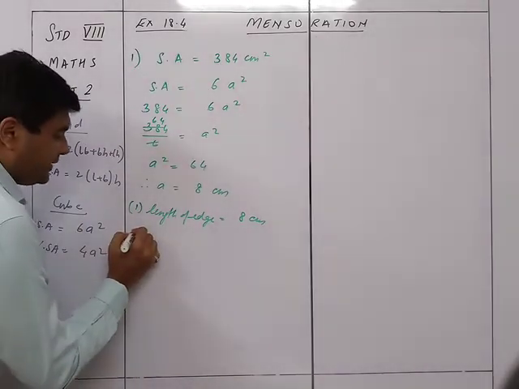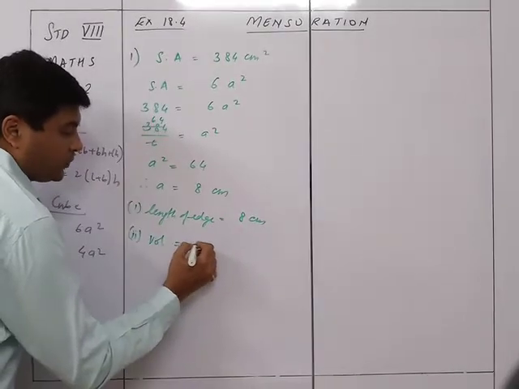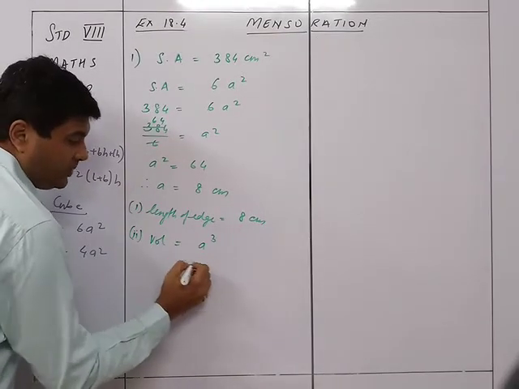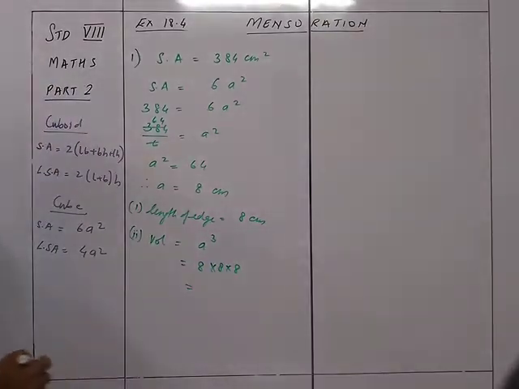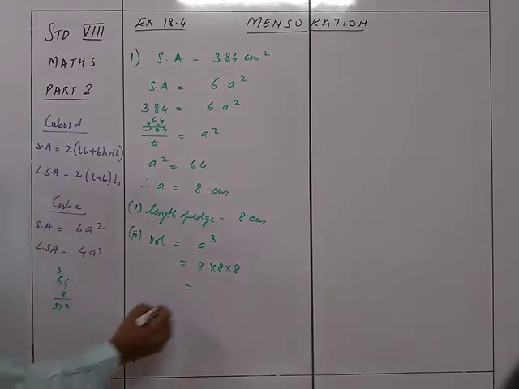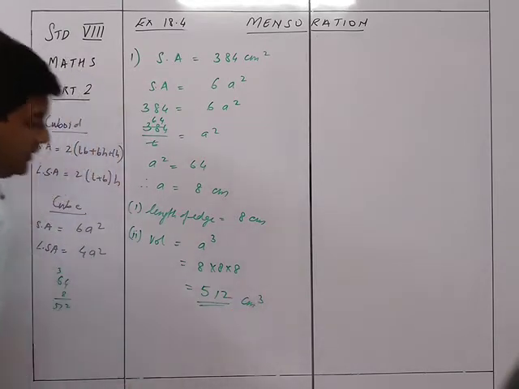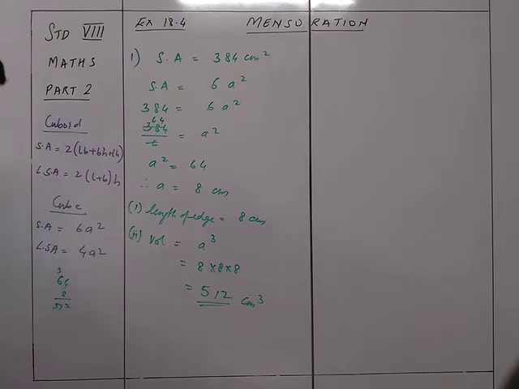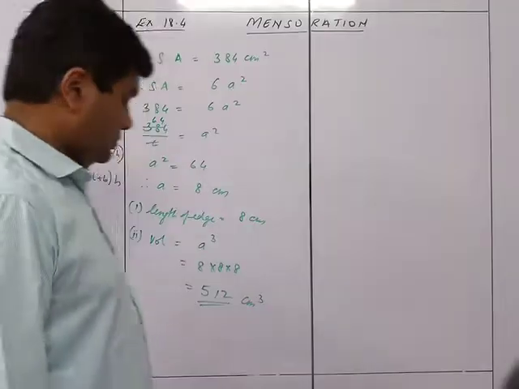Next, what we need to find out is the volume. So we have the volume is equal to A cube, that will be 8 into 8 into 8, that is 64 into 8. So that's 512 centimeter cube. So the length of the edge will be equal to 8 centimeters, and the volume of the cube will be 512 centimeter cube.